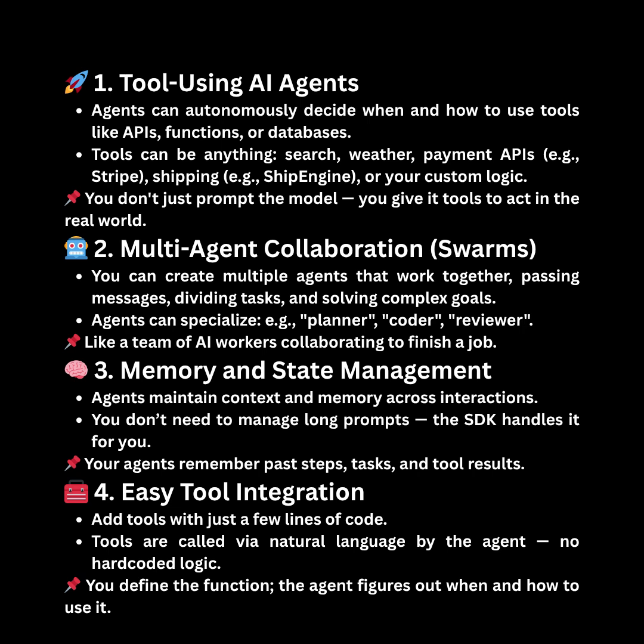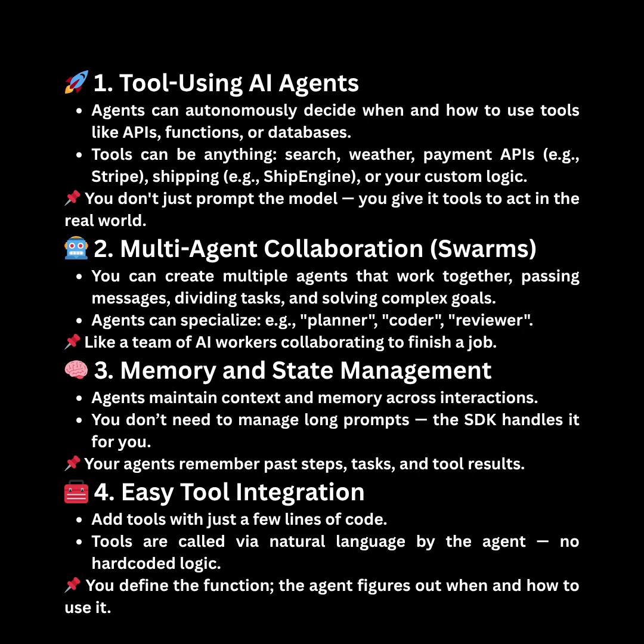2. Multi-agent collaboration, swarms. You can create multiple agents that work together, passing messages, dividing tasks, and solving complex goals. Agents can specialize, e.g., planner, coder, reviewer, like a team of AI workers collaborating to finish a job. 3. Memory and state management. Agents maintain context and memory across interactions. You don't need to manage long prompts. The SDK handles it for you. Your agents remember past steps, tasks, and tool results.